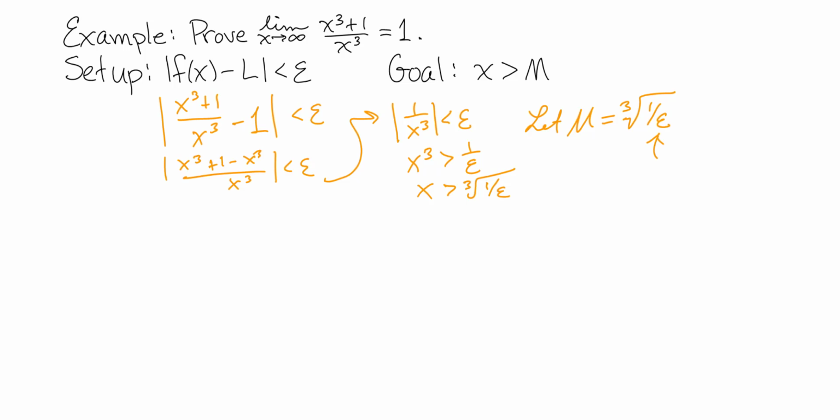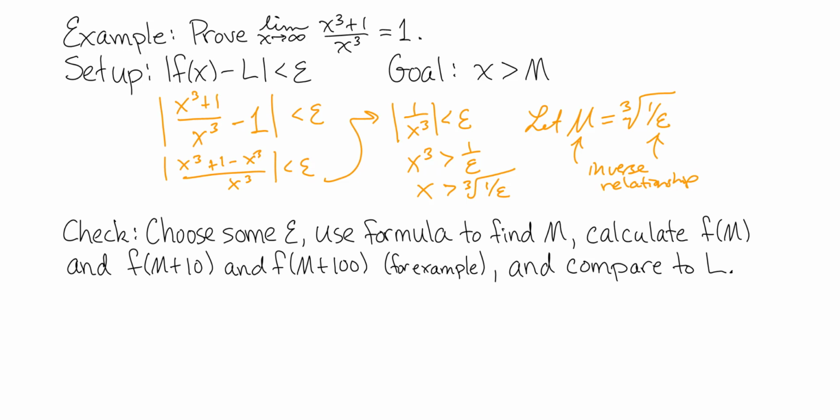Notice that as epsilon gets smaller and smaller, m gets bigger and bigger. Again, we have an inverse relationship with our variables. So for smaller error boundaries, we have to choose larger and larger m's, since we're doing the limit as x goes to infinity. We can check our work by choosing some epsilon and then using our formula to find m and calculate the appropriate y values.